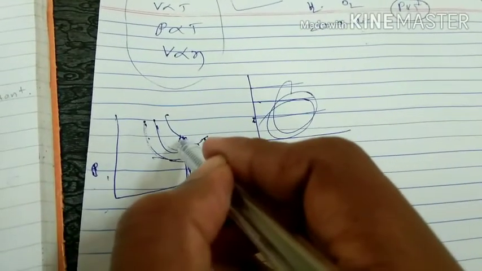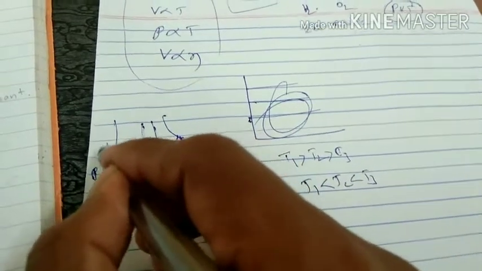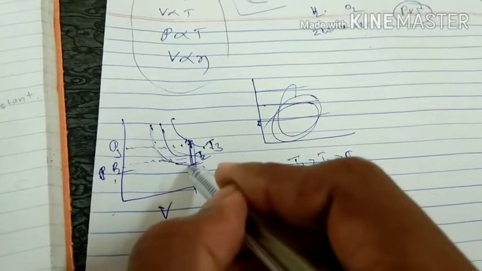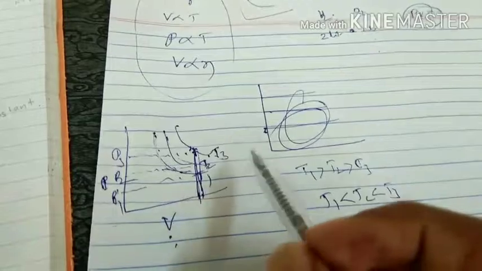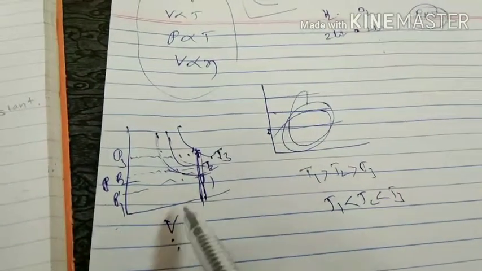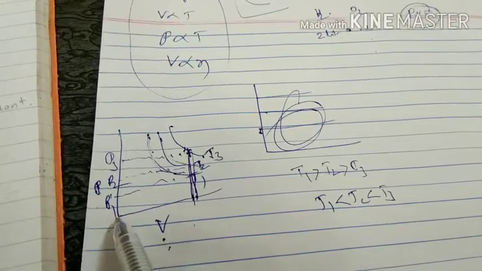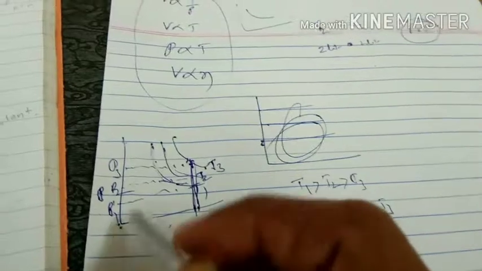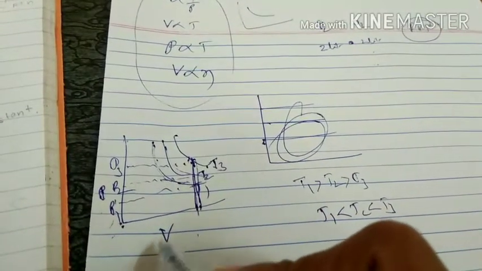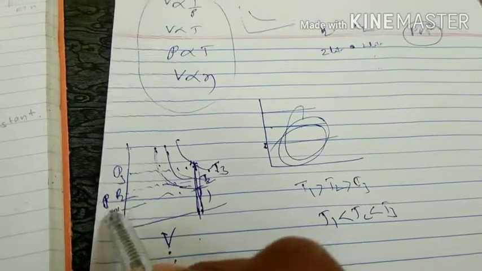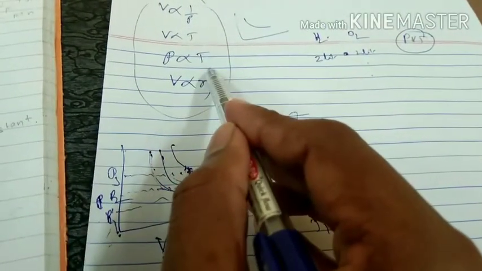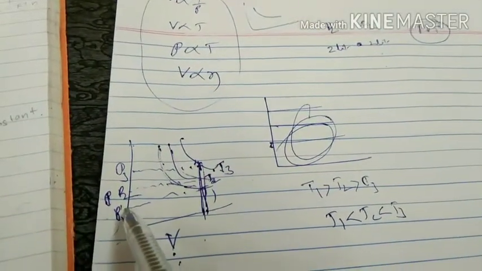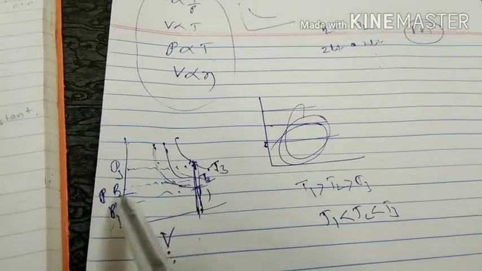See, this is the T3 curve, so for that this will be P3. Here this will be P2 because this is the T2 curve. Here this will be P1. Here volume is constant. From here to here pressure increases. We know that at constant volume, between pressure and temperature, there is a direct relation, according to Gay-Lussac's law. Automatically when pressure increases, temperature also increases.